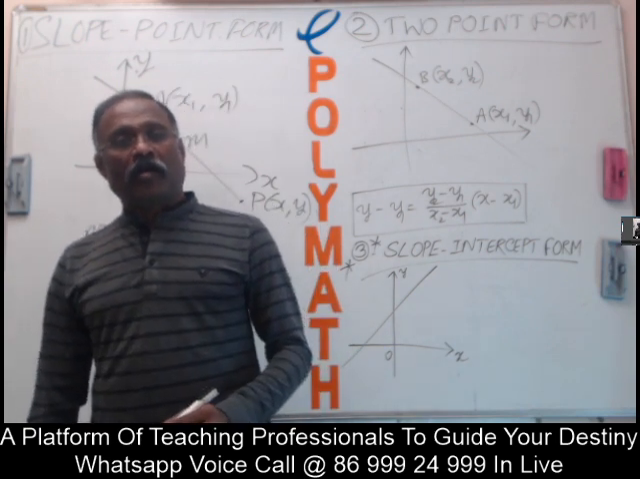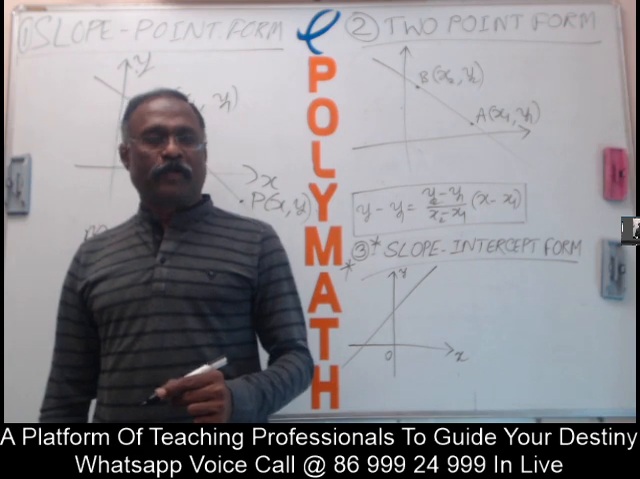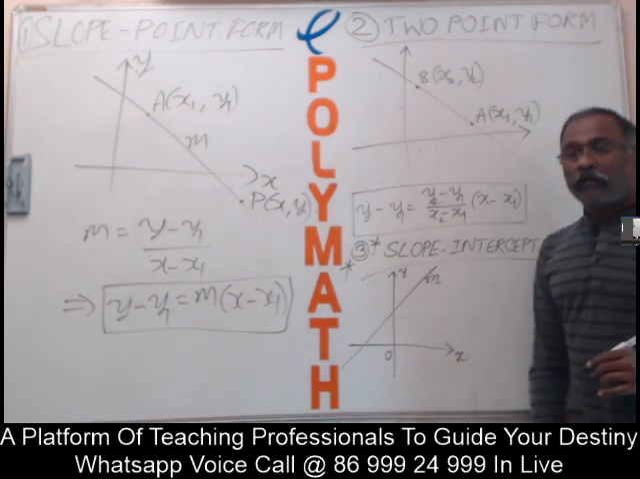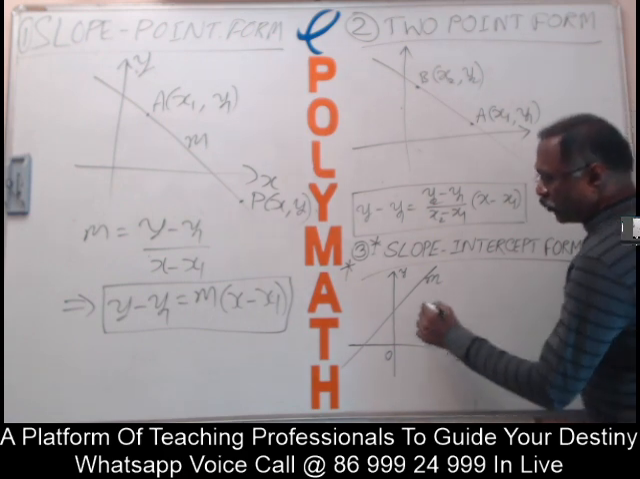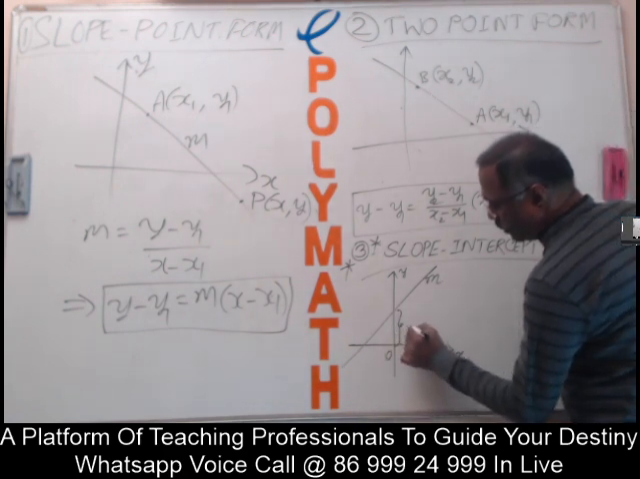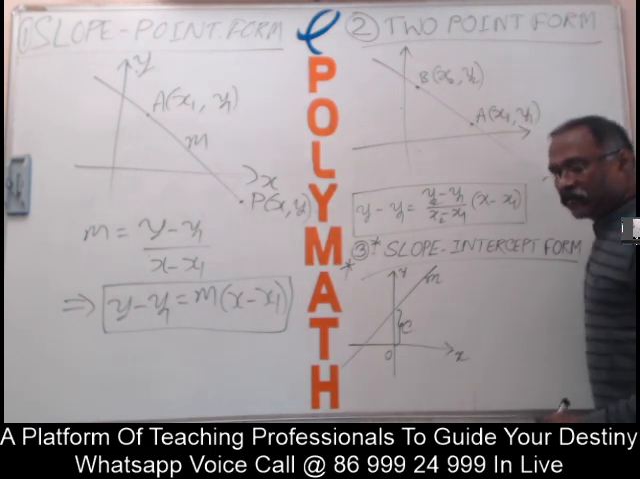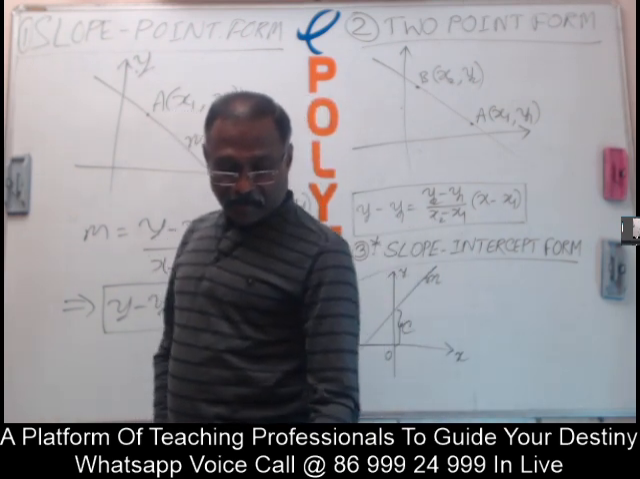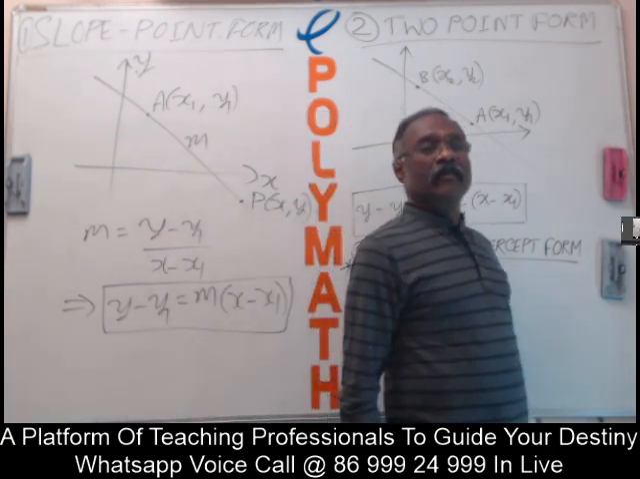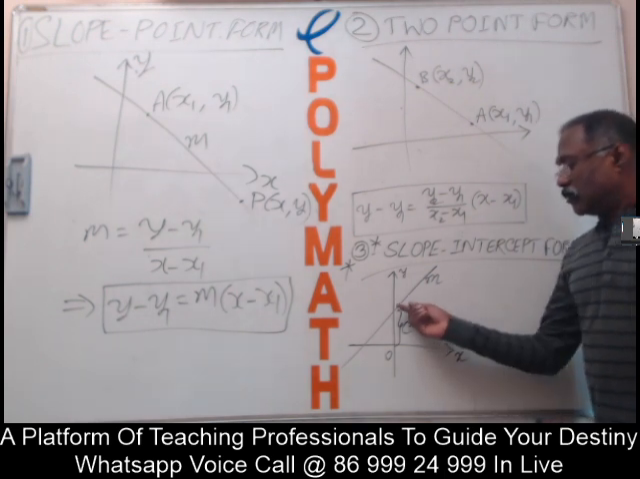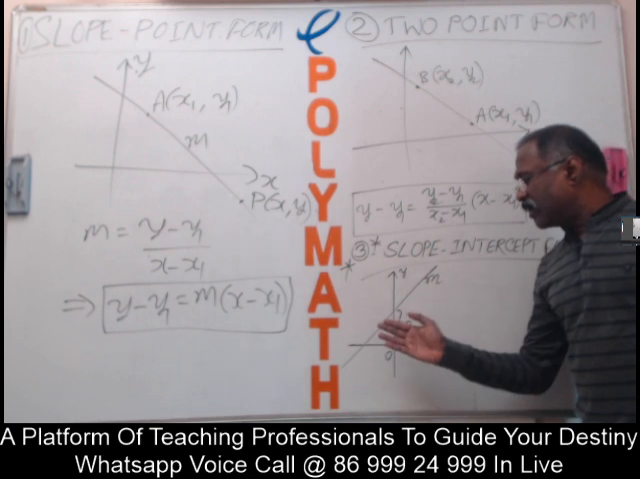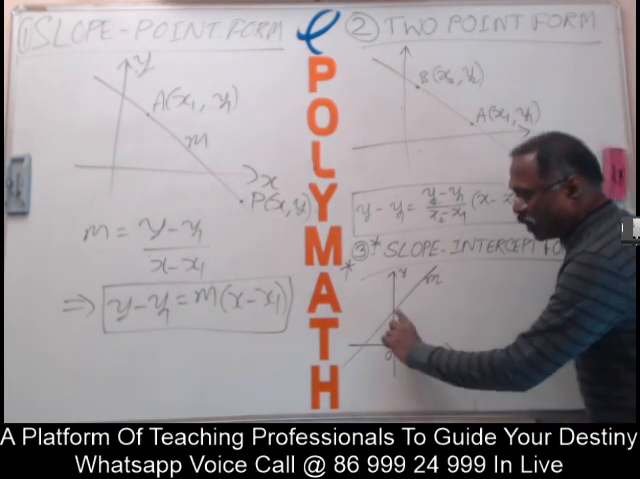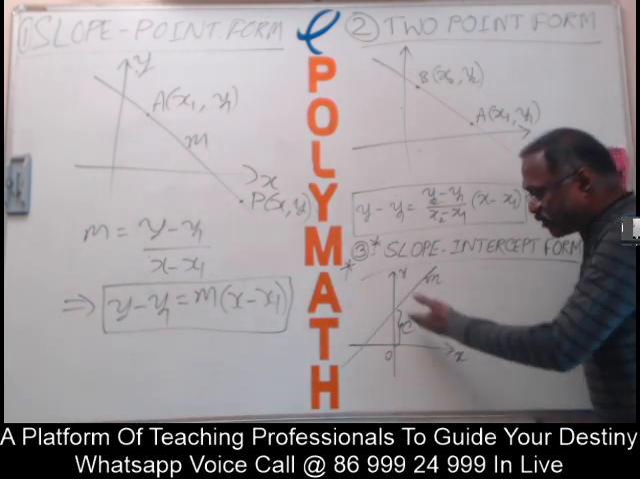What is the name of this form? Slope-intercept form. That means you are given the slope here, and you are given the y-intercept here. This is denoted by c. Y-intercept is given by c. So, what is the meaning of intercept? If a line is intersecting the y-axis at a point, then its distance from the origin is nothing but the intercept. The length between the origin and this point of intersection is the intercept. Similarly, x-intercept is also defined.